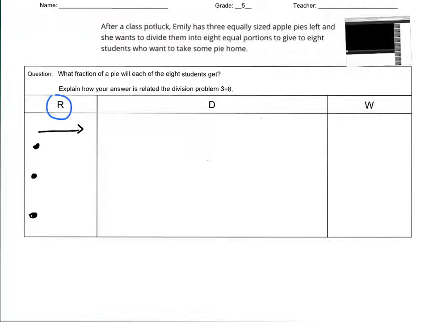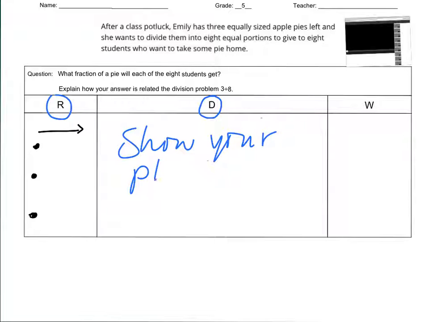Now let's go to the D, which is draw. Now draw is very simple. This is where you show your plan. The draw area is where you can use your solving abilities to describe how you got to your conclusion.